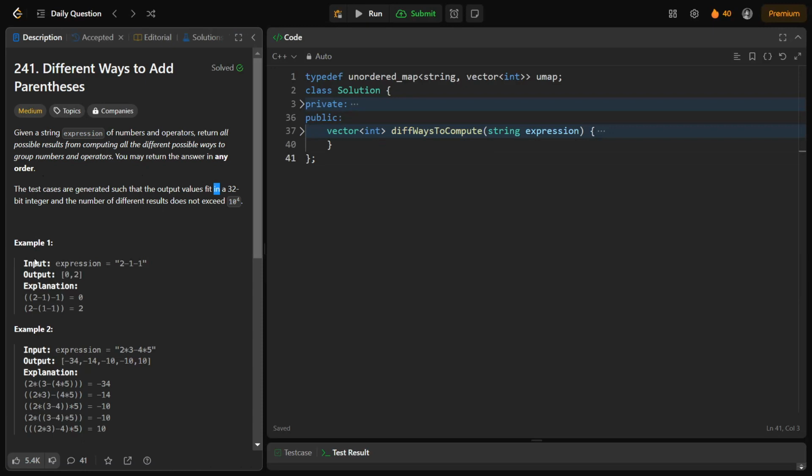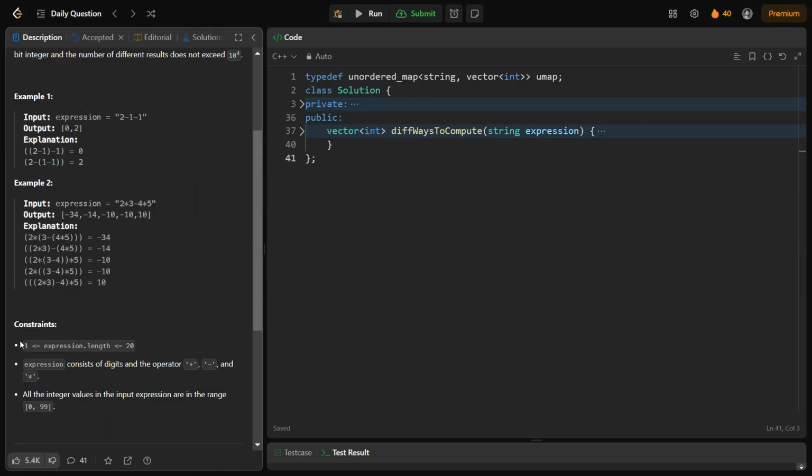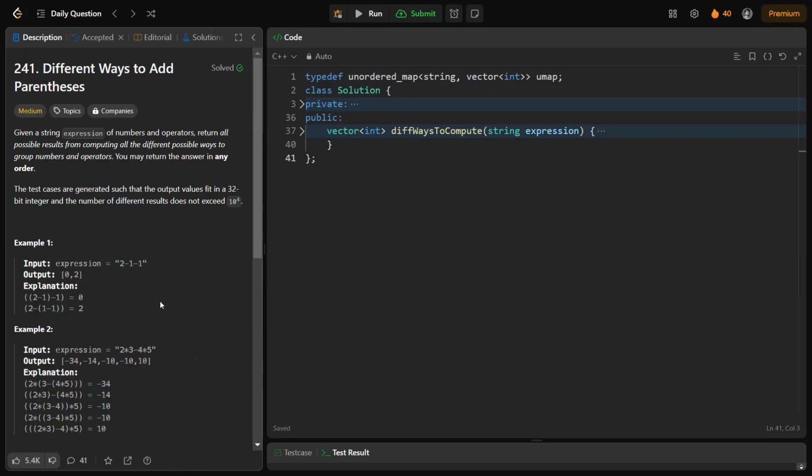Okay, so we'll look at the test cases, but just so you know, the constraints are: the expression consists of digits and operators, and the integer values of the input expression are in the range 0 to 99. The most difficult part of this question is actually the parsing of the expression. So let's look at this case: 2 minus 1 minus 1.